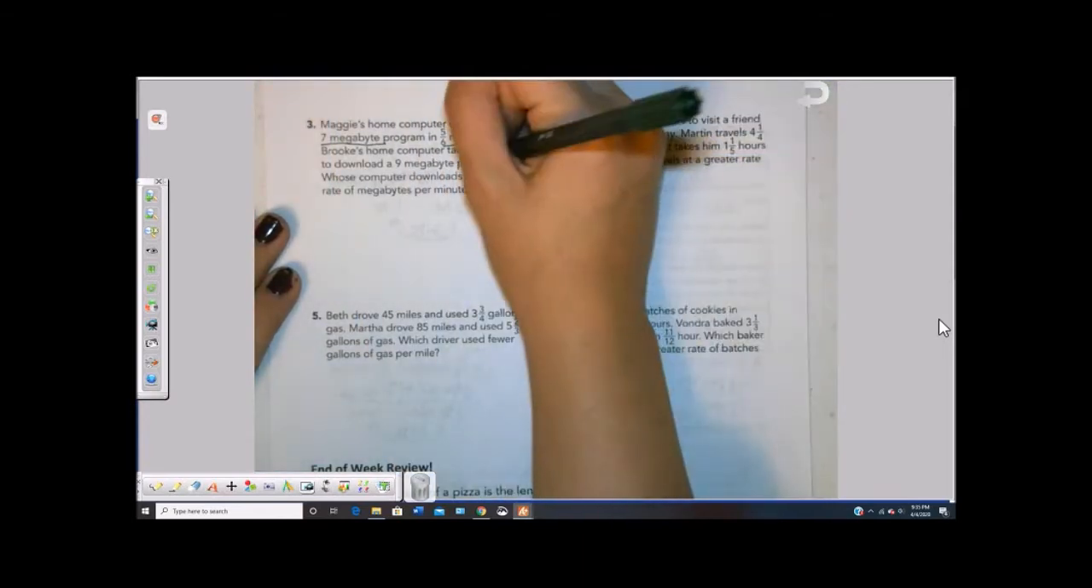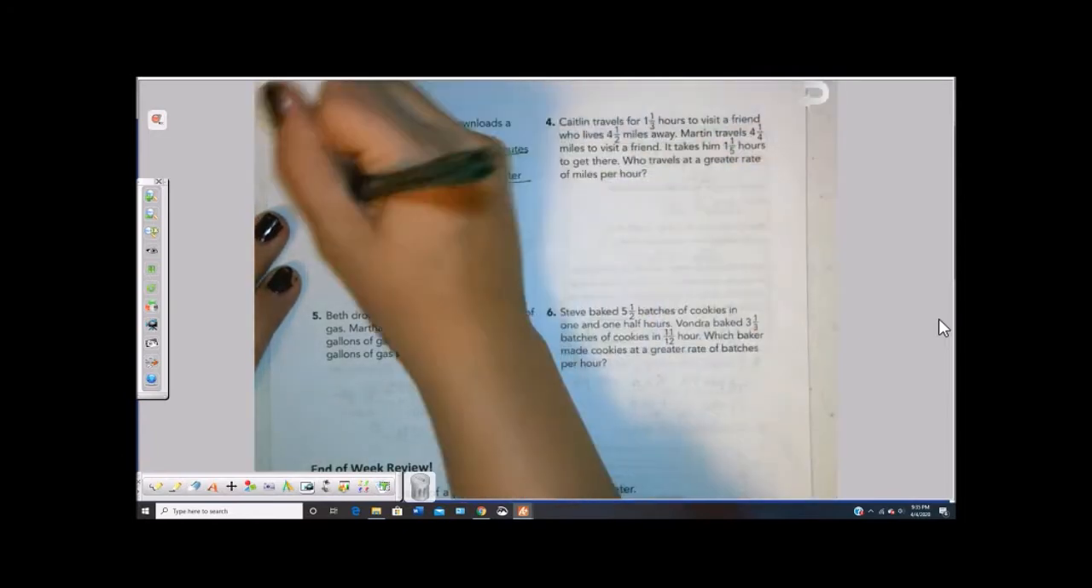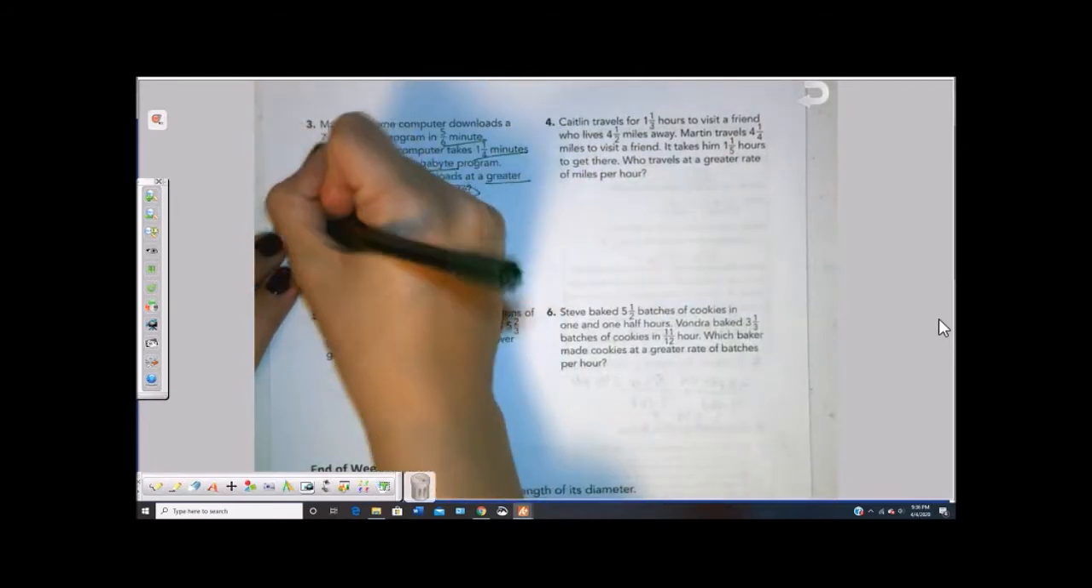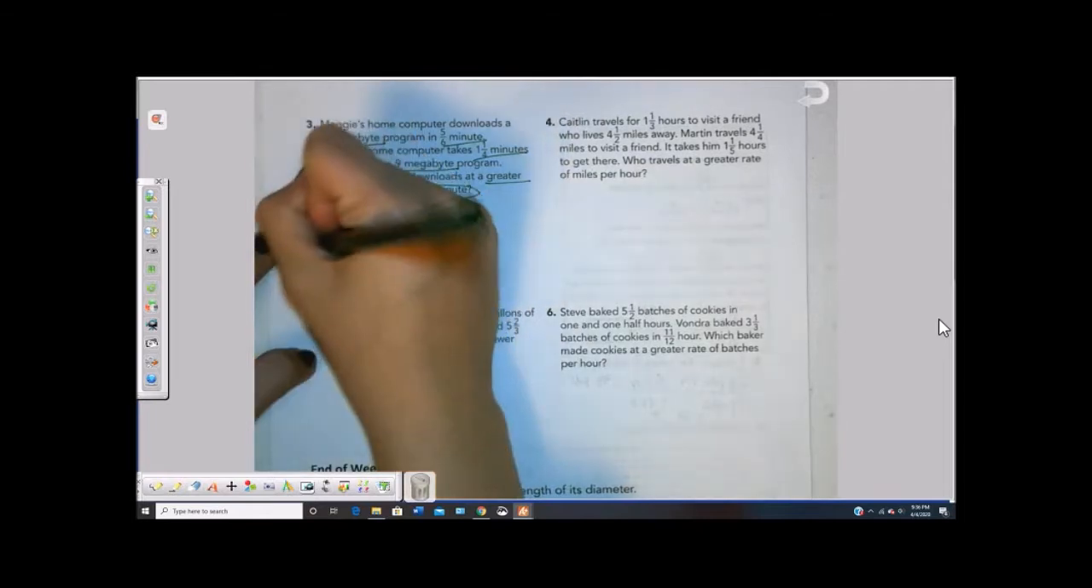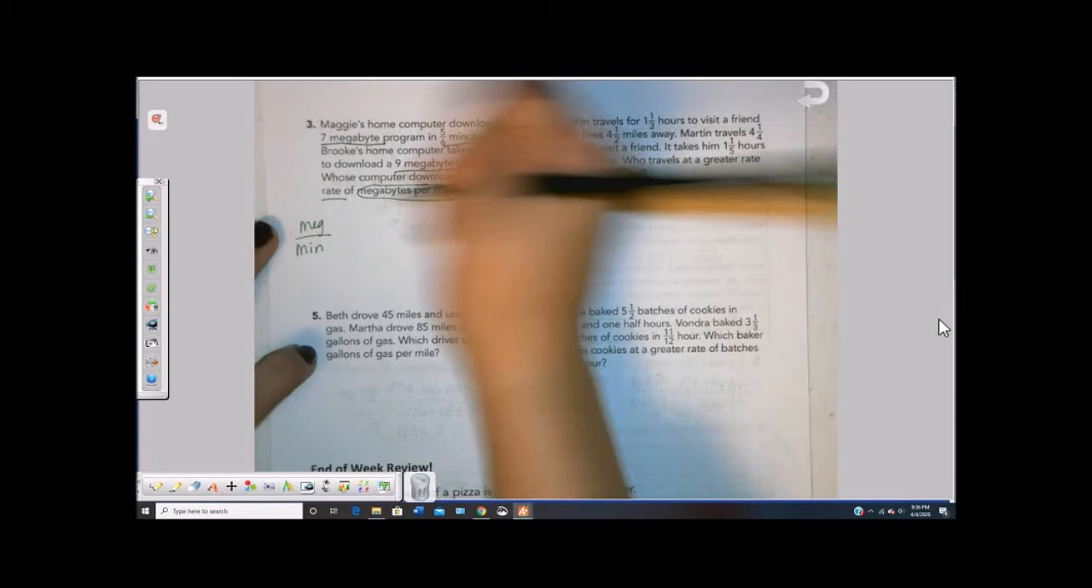So number 3, it says Maggie's home computer downloads a 7 megabyte program in 5/6 minutes. Brooke's home computer takes 1 1/4 minutes to download a 9 megabyte program. Whose computer downloads at a greater rate of megabytes per minute? So we're going to have megabytes on top, minutes on the bottom.